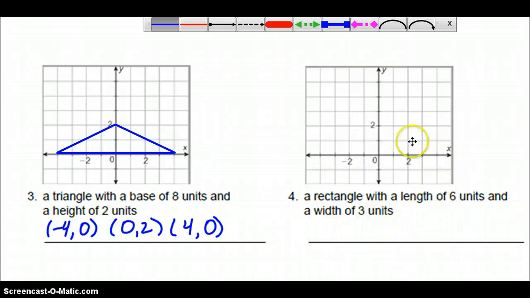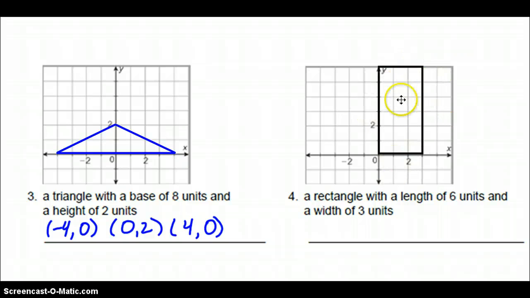Alright, for number 4, why don't you read through this and see if you can find a way to position a rectangle with a length of 6 units and a width of 3 units on this figure. Notice I've given you more space above the x-axis, so we probably want to center one side along the x-axis, or you're more than welcome to put a vertex at the origin because you have enough space to do that. But go ahead and position that there, and then we'll take a look at what our coordinates should be.